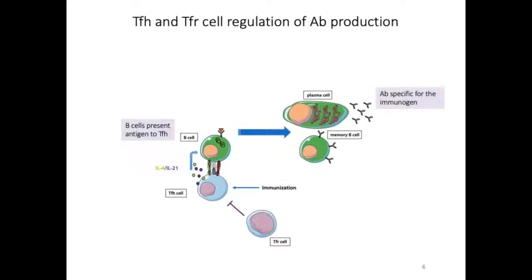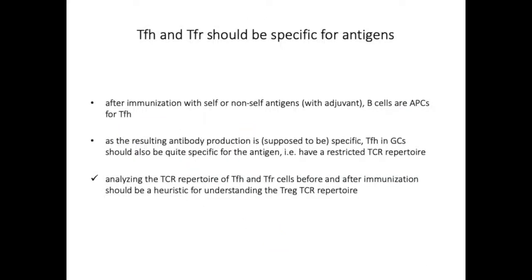So because of this interaction, we felt that the Tfh cells would be very specific for the antigen to which the B cell responds. And as we know, at least in theory, the antibodies that are produced from this reaction are supposed to be very specific. So if the antibodies are specific, the Tfh cells that recognize the same antigen should be specific. For the Tfr cells, it's a bit more complicated. We didn't know, but we assumed that it would be the same. So again, the conclusion from this was that we believe that looking at the TCRs from Tfh and Tfr could be a heuristic for understanding the Treg TCR repertoire.